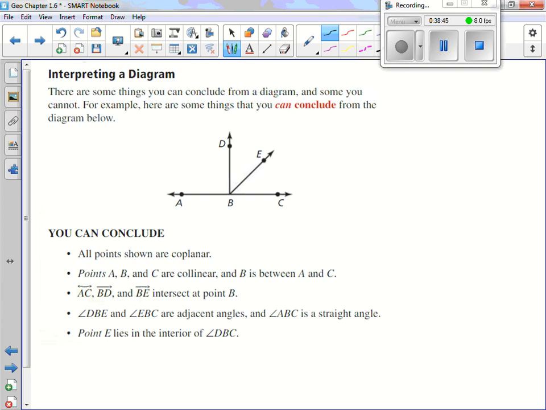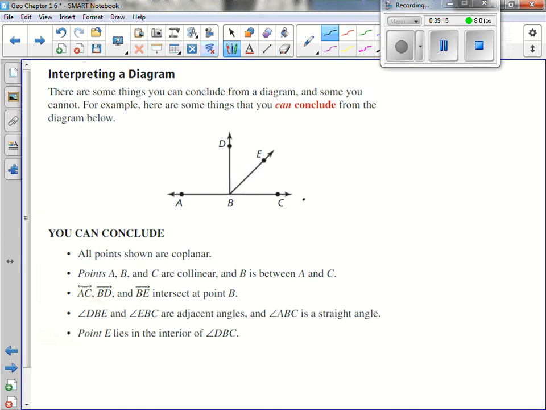So looking at this diagram, all points shown on this diagram are coplanar. Coplanar means they're on the same what? Same plane. So we can conclude that. We can conclude that points A, B, and C are collinear, and B is between A and C. They're on a straight line, and B is in the middle. We can see that, yes? So we can conclude that AC is a line, BD is a ray, and BE is a ray. That's literally what we can see, yes?